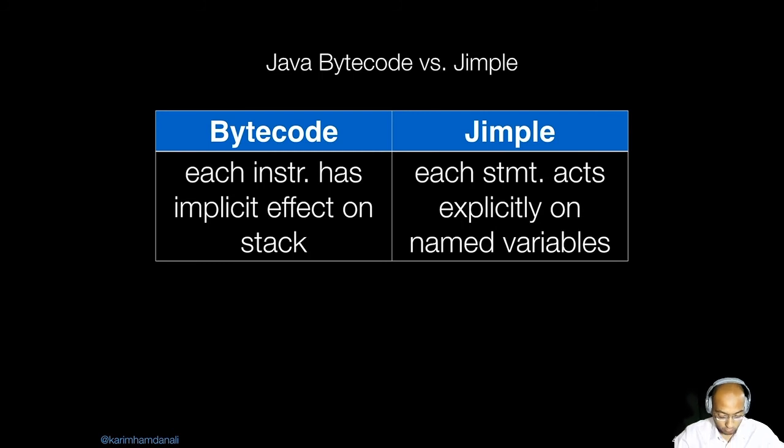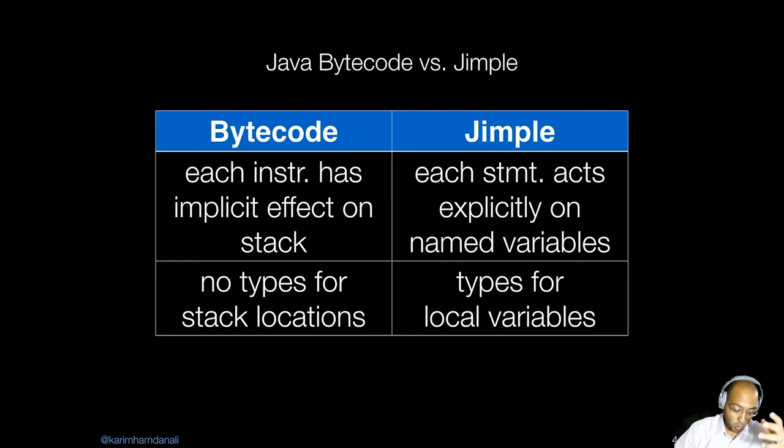In bytecode, each instruction has an implicit effect on the stack that you may not see. It just has to come from the semantics of the instruction, and just looking at the instruction doesn't immediately tell you what the instruction is doing. You have to look up a manual of some sort, and in this case it's going to be the JVM specification manual to figure out what happens after this instruction. In Jimple, each statement will act explicitly on a named variable. Nothing is happening implicitly. Everything is explicit in the instruction and specified by the instruction itself.